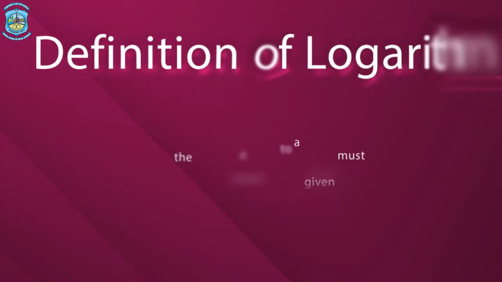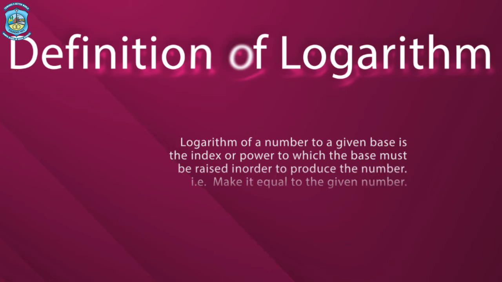We will understand this later on. Now we come to the definition of logarithms. Logarithm of a number to a given base is the index or power to which the base must be raised in order to produce the number, that is, make it equal to the given number. So if we have a raised to power x is equal to n, where x is the power, we can say that x is the logarithm of n to the base a. It is denoted as log of n, and we put the a, that is the value of the base, in subscript. We call it log of n to the base a is equal to x.